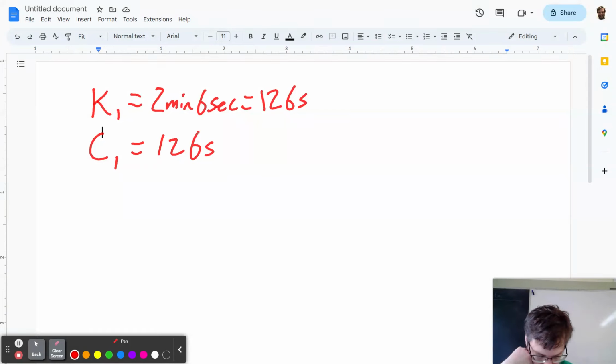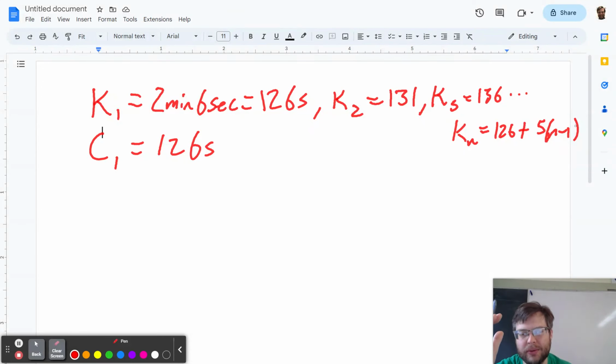The nth time that Katerina swims is going to be 126 plus 5 seconds more, n minus 1 times. Notice that I add 5 over and over, and the number of 5s that I add is 1 less than the term number. The second term has 1 five added to the original value. The third term, I added 2 copies of 5. That means that on any given term, I'm adding 1 fewer copy of 5. That's why it's an n minus 1. Arithmetic sequence. We've done this before.